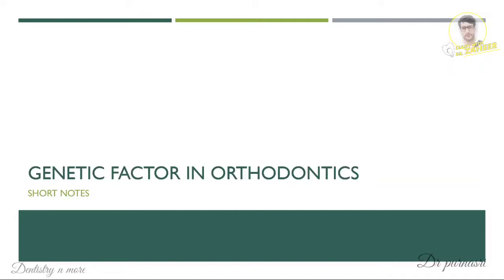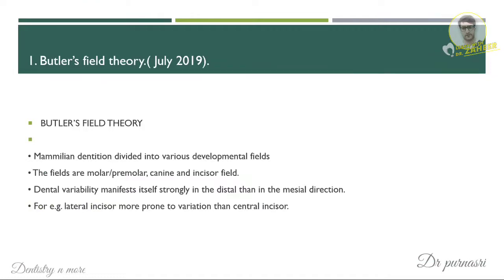Next topic is genetic factors in orthodontics. Here the short note that is asked is Butler's field theory. So this theory basically divides the dentition into different developmental fields, and the fields are molar premolar field, canine and the incisor field. What it says is the most distal tooth in each of these fields is likely to show any variation. For example, in the incisor field, the lateral incisor is the distal most tooth, and this is more prone to variation than the central incisor.